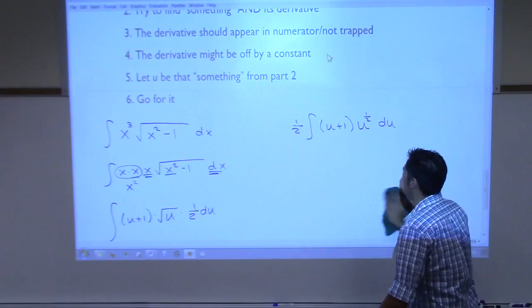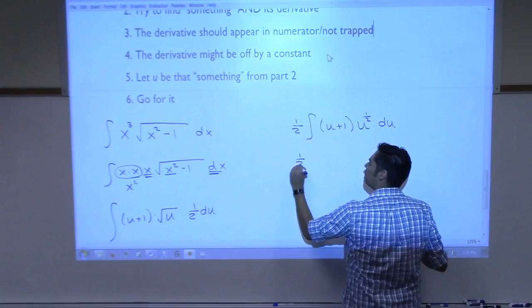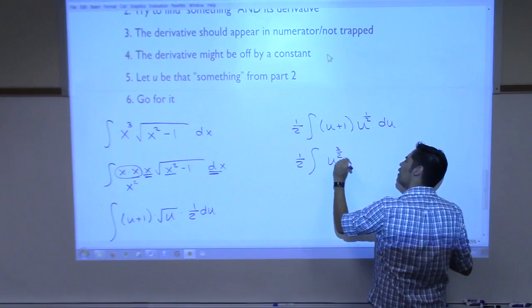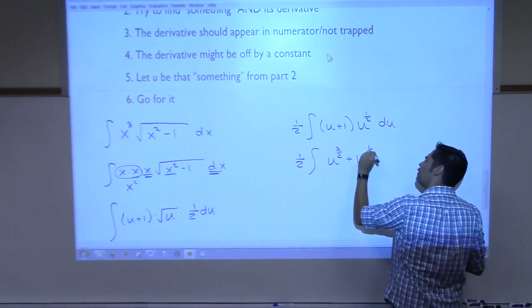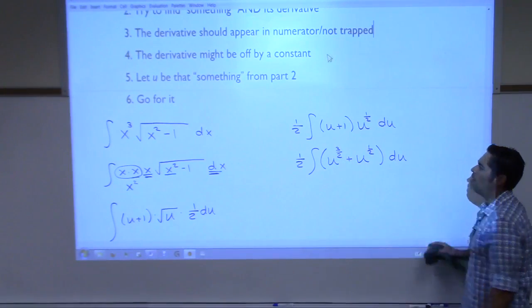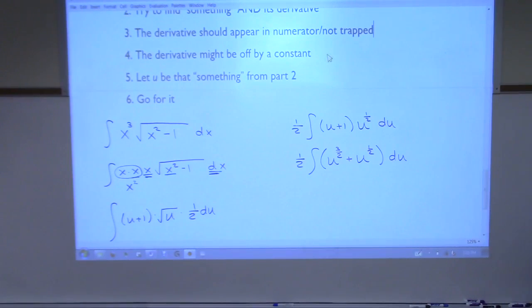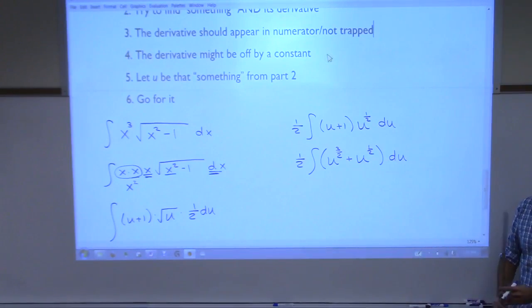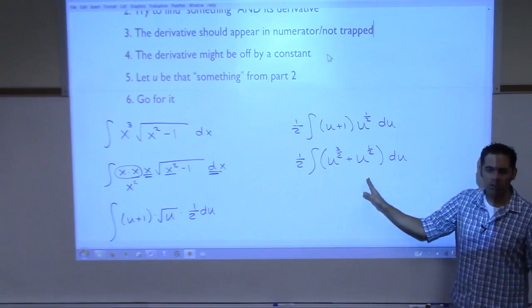All right, so let's go ahead and pass this through. This is 1/2 integral u to the 3/2 plus u to the 1/2. Why am I passing that through? I didn't even bother talking about that. Why am I passing that through? Because now I can do these one by one, right? I've just split it up. I can split it up into 2 different power rule, I'm done.